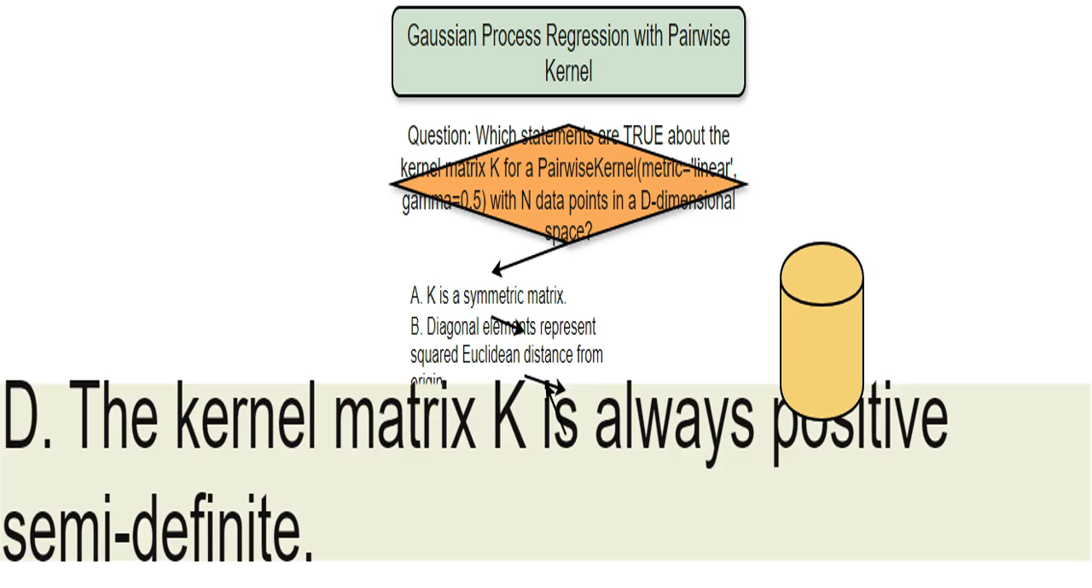A positive semi-definite matrix is a fundamental property of kernel matrices. It's like a guarantee that the Gaussian process model built using this kernel will behave nicely. It ensures the model's validity. Think of it as a necessary condition for a well-behaved Gaussian process.